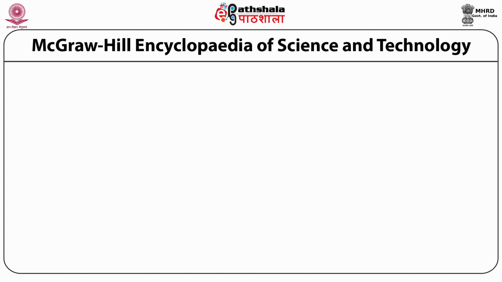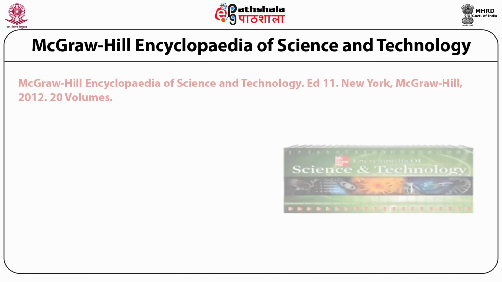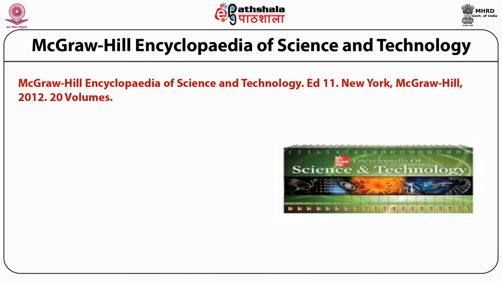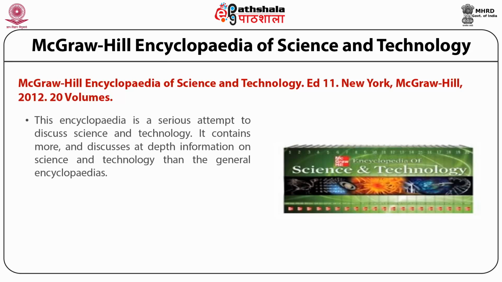McGraw-Hill Encyclopedia of Science and Technology. This is one of the best examples of a subject encyclopedia. Published by McGraw-Hill, it is available in 20 volumes. The encyclopedia is a serious attempt to discuss science and technology. It contains more information and discusses it in greater depth on science and technology than other general encyclopedias.